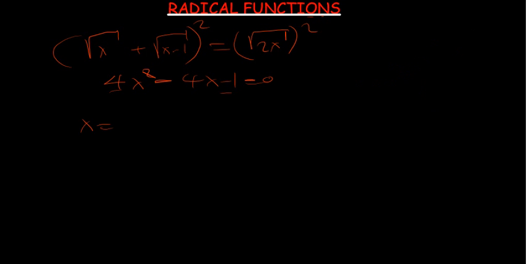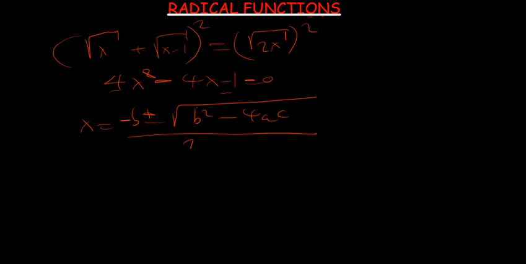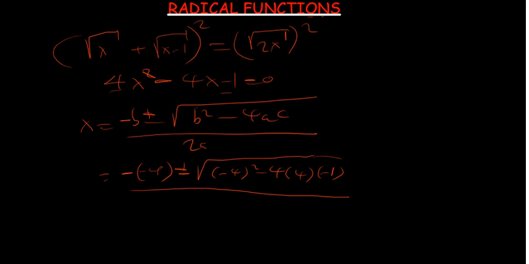x is equal to negative b plus or minus the root of b squared minus 4ac, divided by 2a. So that will be negative, our b is negative 4, plus or minus our b, which is negative 4, we square it, minus 4, the a is 4, and then the c is negative 1, divided by 2a, which is 2 times 4. So this is going to give us positive 4.